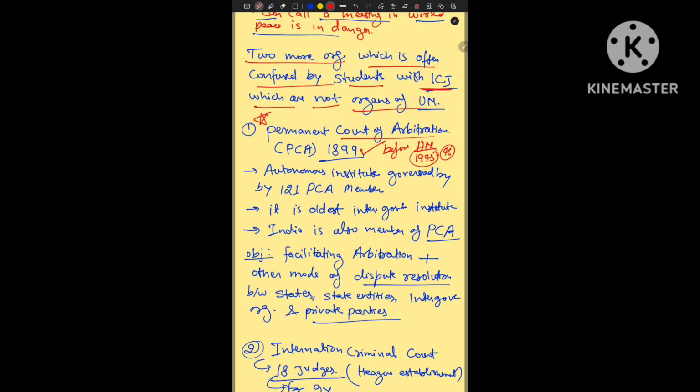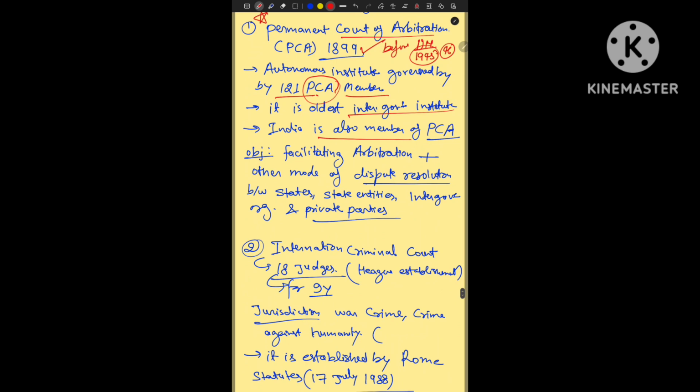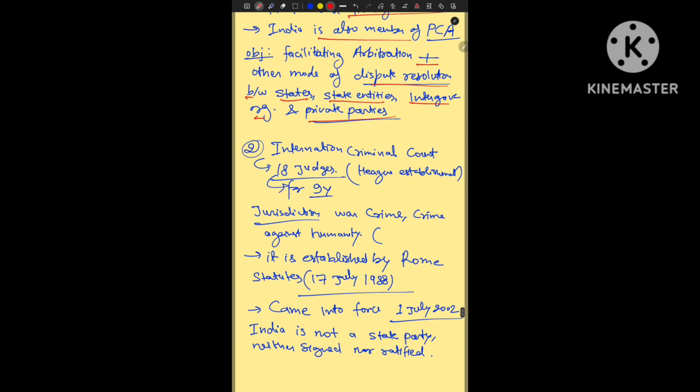This is an arbitration, an autonomous institute governed by 121 members. It is one of the oldest intergovernmental institutions. India is also a member of this organization. What is the objective of PCA? The objective of PCA is facilitating arbitration and other modes of dispute resolution between states, state entities, intergovernmental organizations, and even private parties. Even private parties can go for arbitration to come to a solution of their dispute.